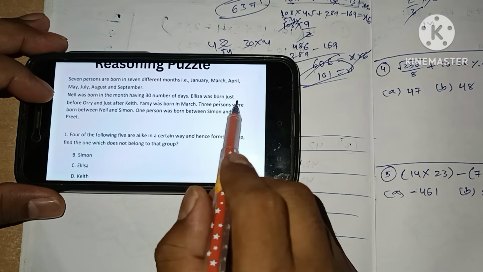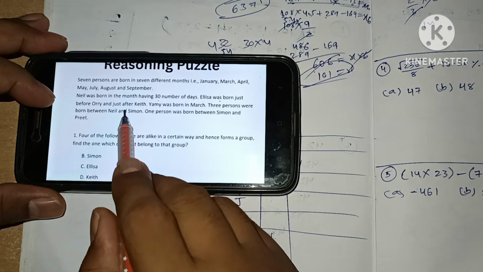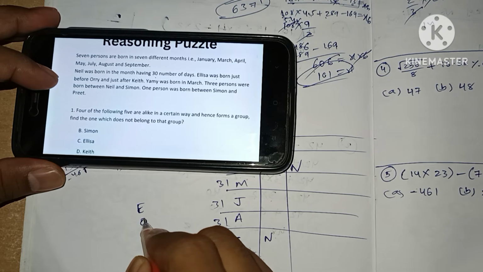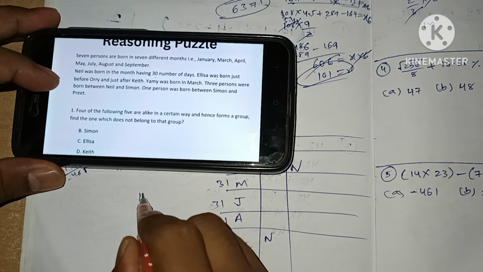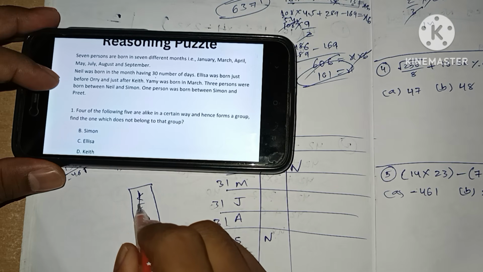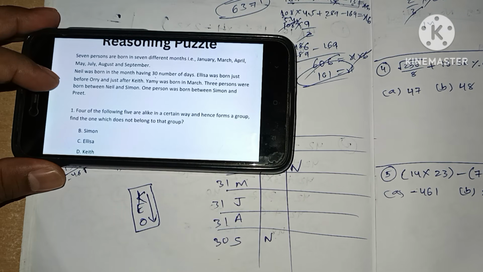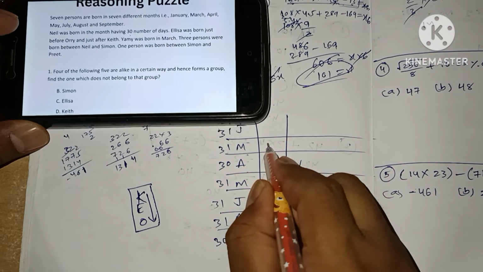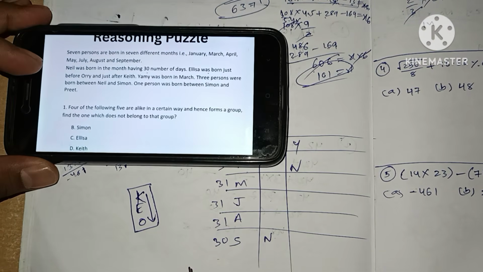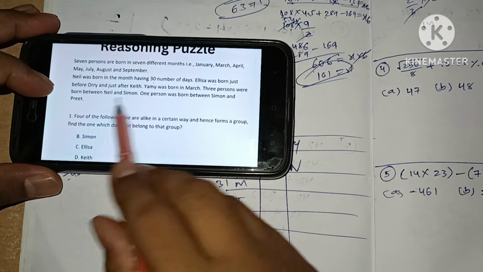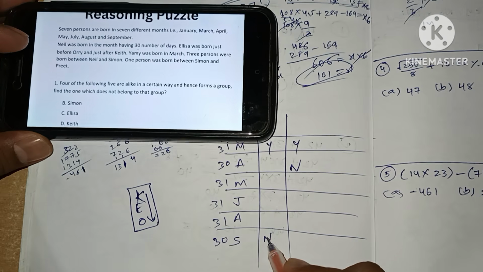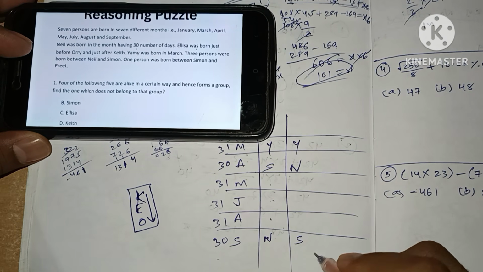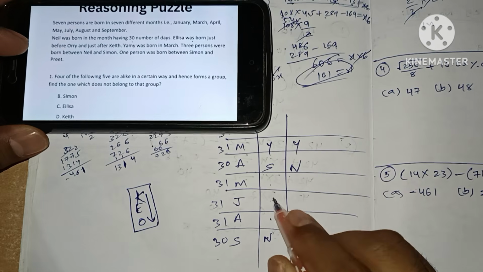Elisa was born just before Ori and just after Keith. So these are the immediate persons, Keith, Elisa, Ori. Okay, next. Yemi was born in March. Okay. Three persons were born between Neil and Simon. This is Neil. 1, 2, 3. Simon. So this is place for Simon in this case. Okay. So we are left with three places.